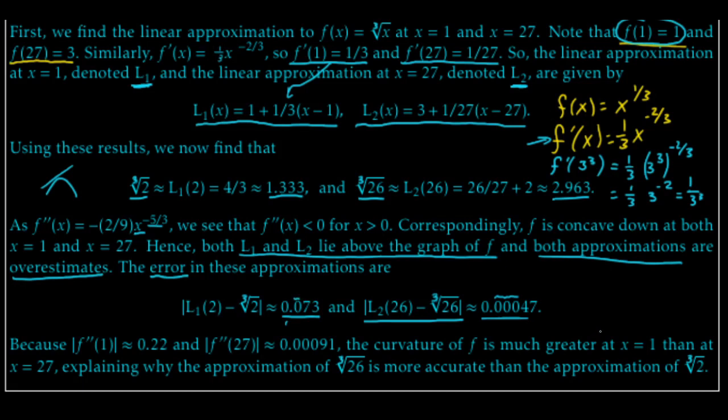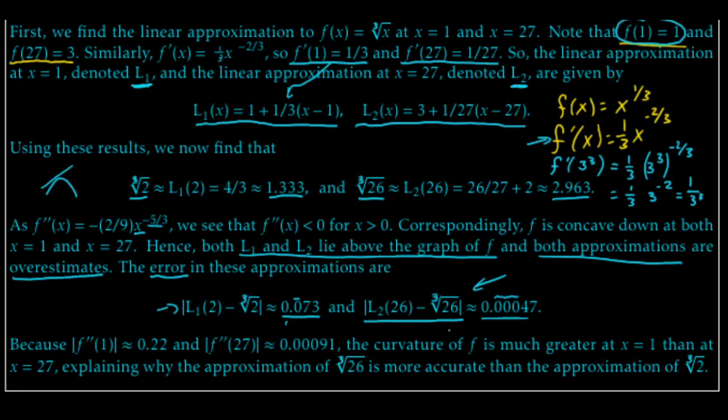Okay, so why is this happening? Well, we can figure it out by looking at curvature. So if I find out what f double prime of 1 is, what the second derivative of f is at 1, and just look at it in absolute value because all I care about is the magnitude, what I'll see is that f double prime of 1 in absolute value is about 0.22, while f double prime of 27 in absolute value is about 0.00091. Wow. Okay.